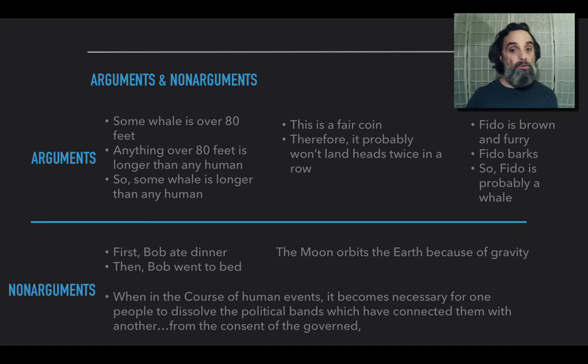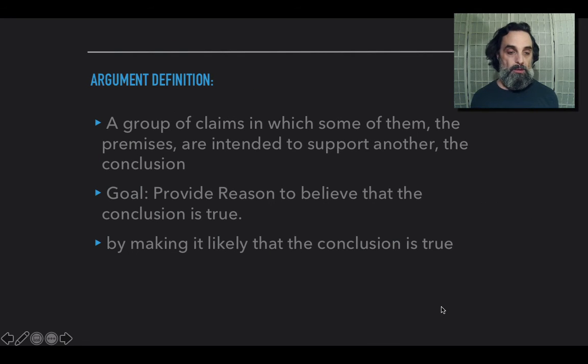Okay, so none of those are arguments. So what's the difference between the arguments and the non-arguments? Well, an argument is a group of claims in which some of them, the premises, are intended to support another one, the conclusion. So there are some claims, one of them is the conclusion, the others are the premises, and the premises are intended to support the conclusion. In particular, the goal is that they provide a reason to believe that the conclusion is true. And how do they do that? Well, they make it likely that the conclusion is true, if they succeed.